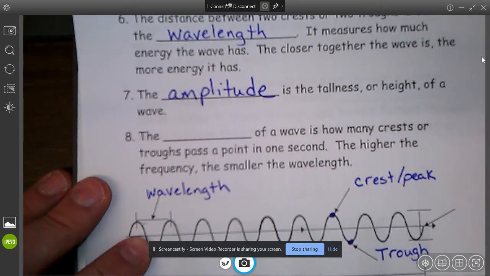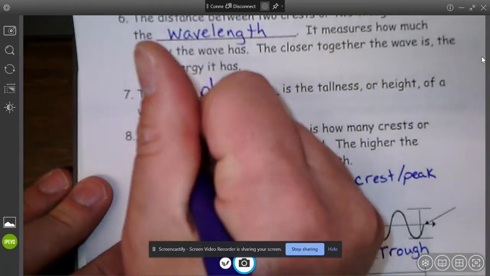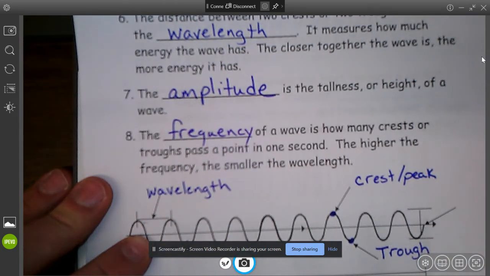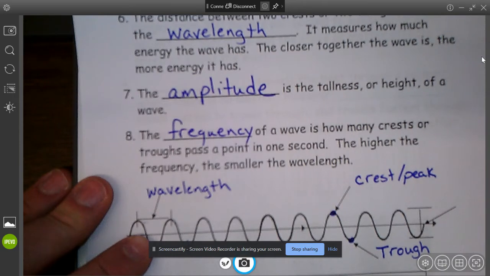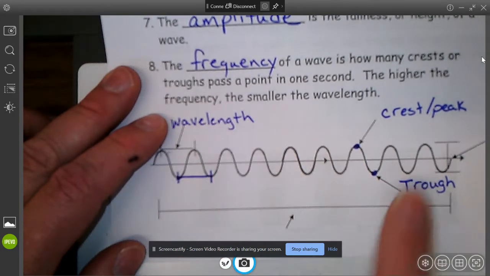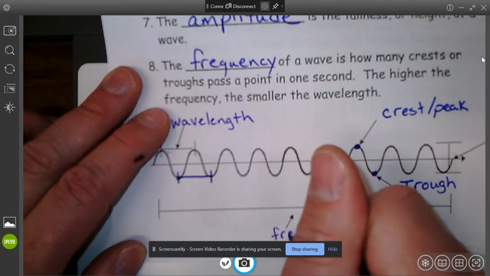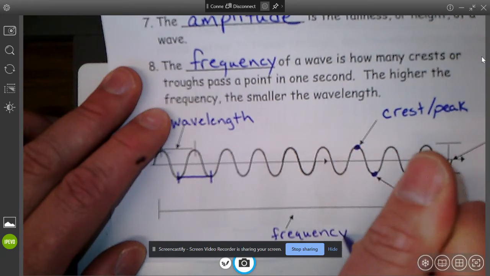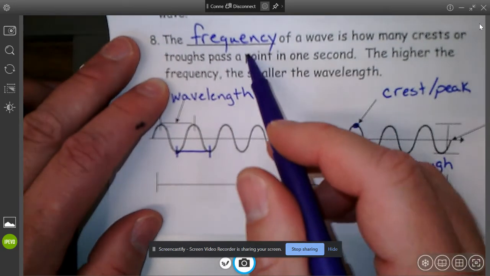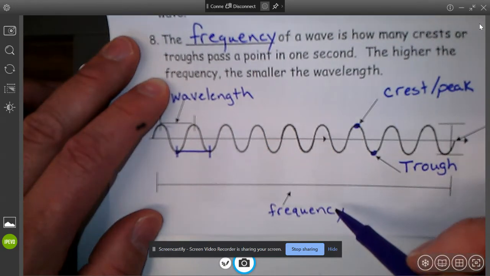Now, the last thing says the blank of a wave is how many crests or troughs pass a point in 1 second. The higher the frequency, the smaller the wavelength. We call this frequency. Frequency is how many times the wave goes up and down in a second. And if this whole wave passed a point in 1 second, the frequency would be how many times it goes up and down. Frequency. It's spelled right here for you up here. That's probably the easiest way to see where it's spelled. You're just writing it again there.